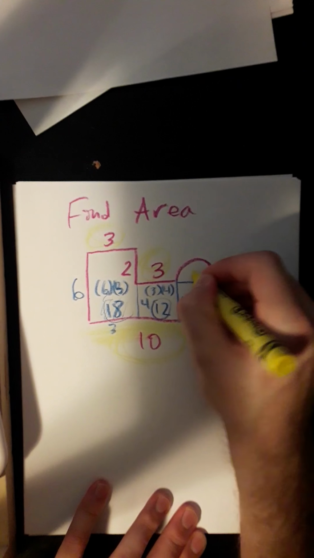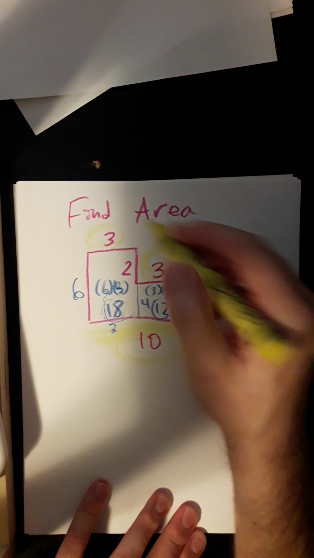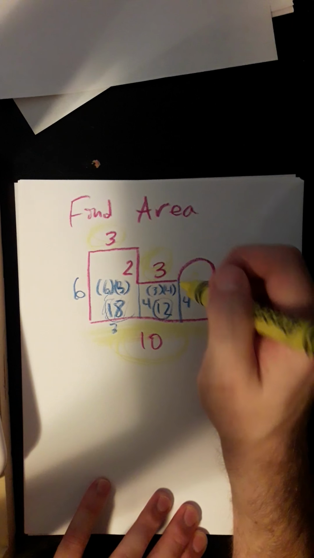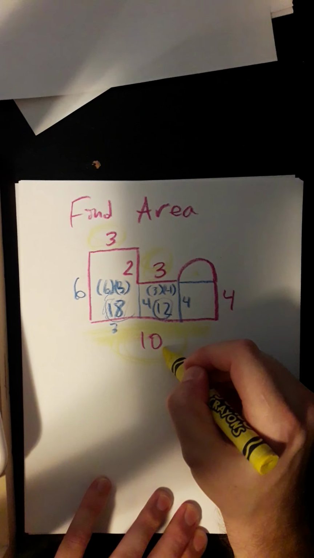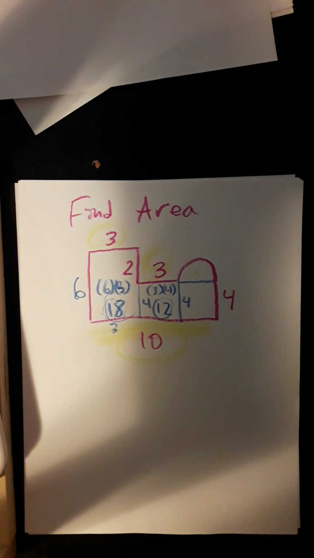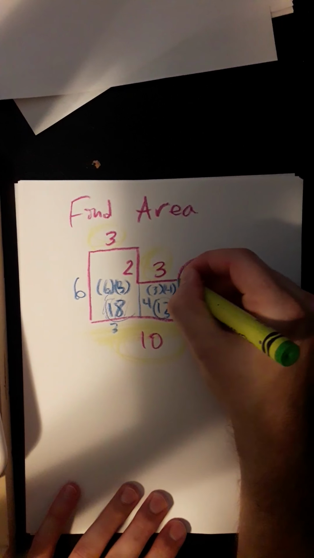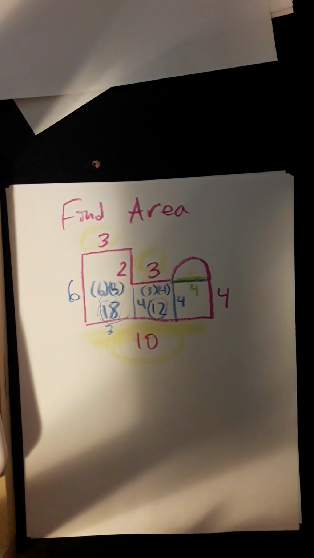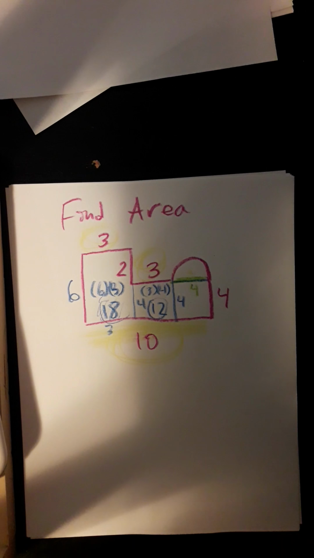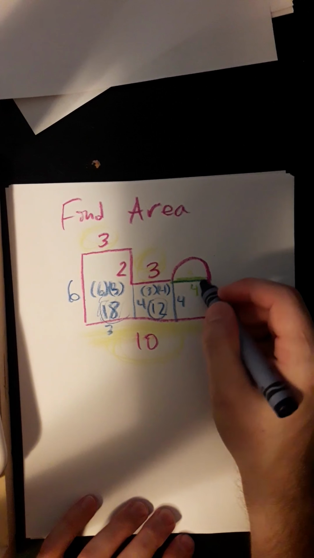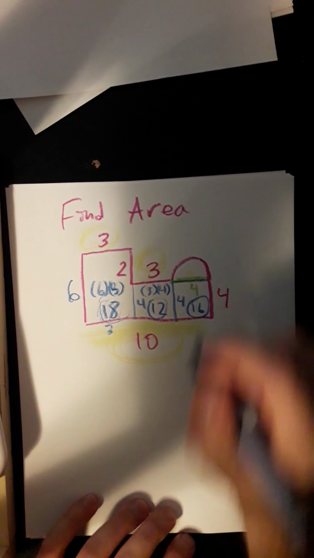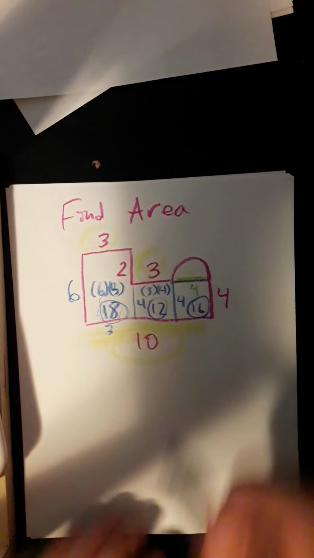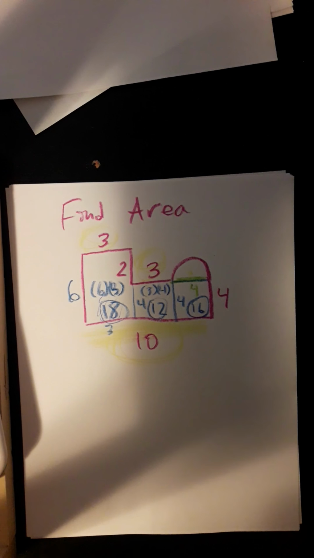So what is left to be the distance across the circle? Because 3 plus whatever this is needs to be 10. Well, I know 3 plus 3 is 6, and 6 plus what makes 10? 4. So that means that I know that this distance right here is 4. Okay, cool. So I can find the area of my last rectangle. It's 4 times 4, which is 16. Okay, now I have the area of all of my rectangles. But what's left? The area of the semicircle.